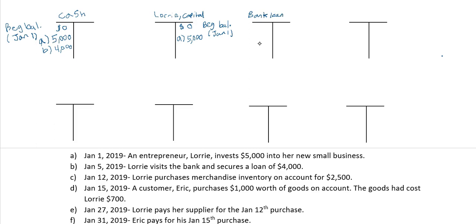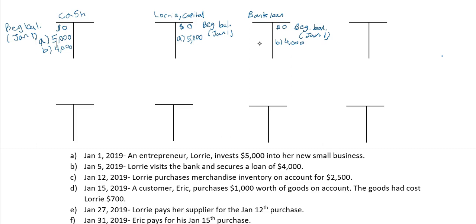And once again, we'll start with a beginning balance on the credit side, seeing how it's a liability account. Remember to put in the date, and then you can go ahead and record transaction B, the credit side.